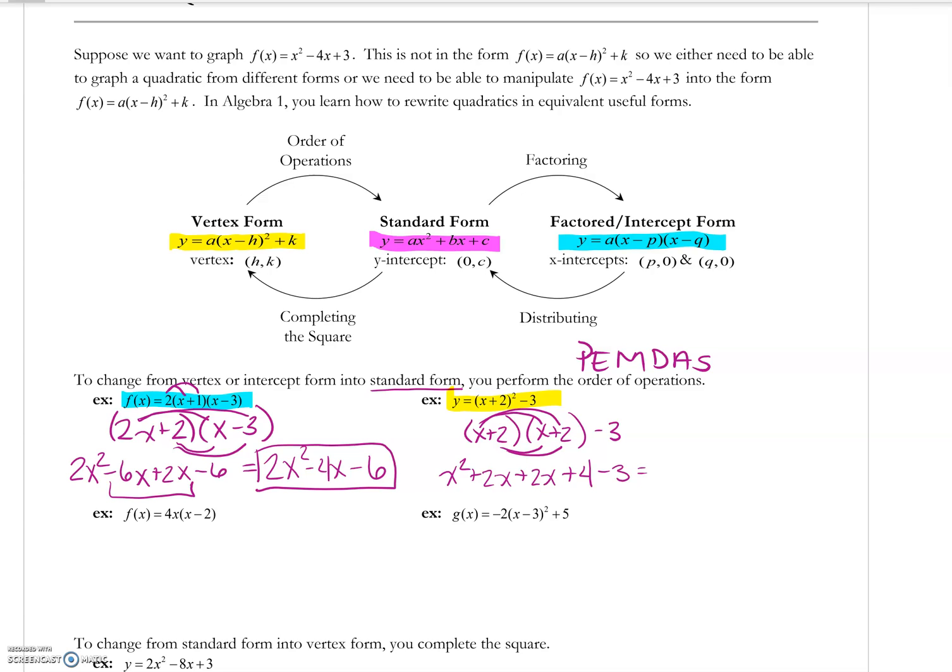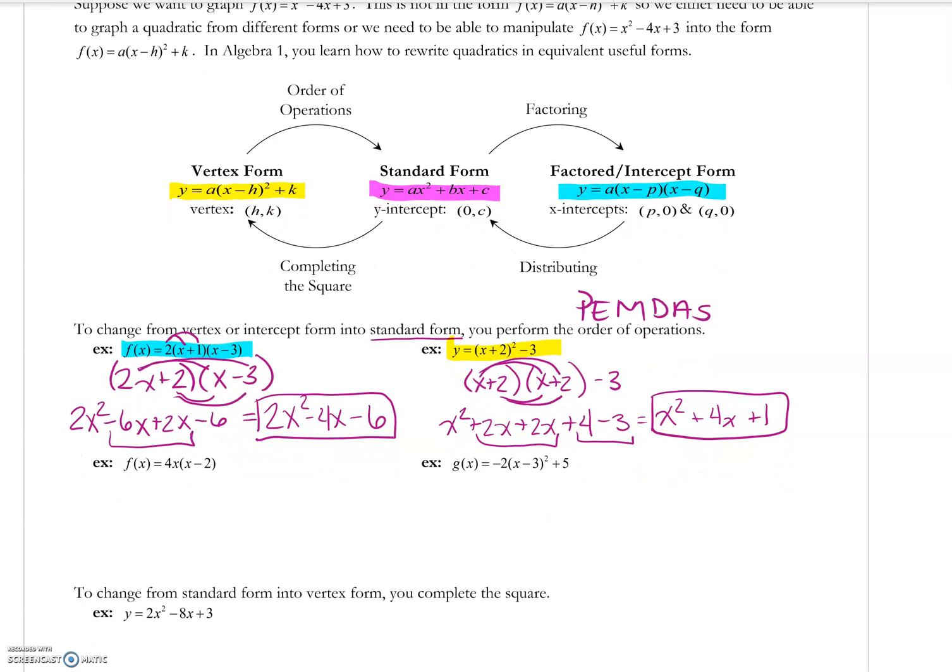So now I look just like I did in the previous problem for like terms. x squared does not have a like term, but 2x and 2x can go together to make 4x, and 4 minus 3 can go together to make positive 1. Now we have our quadratic in standard form.